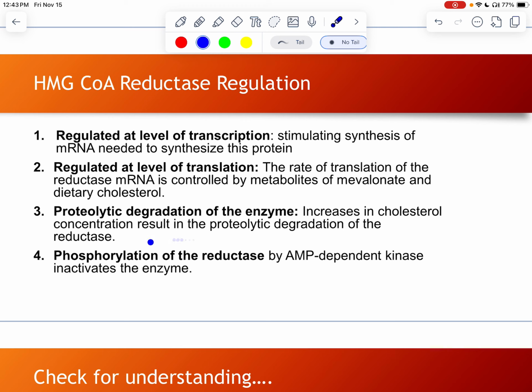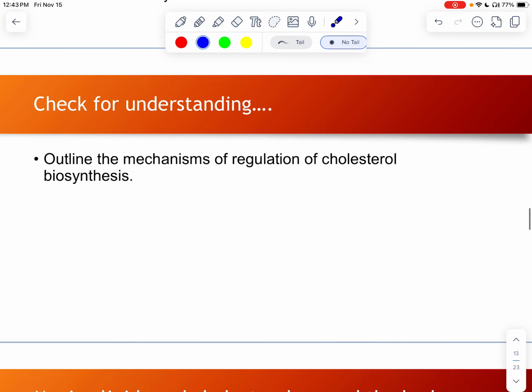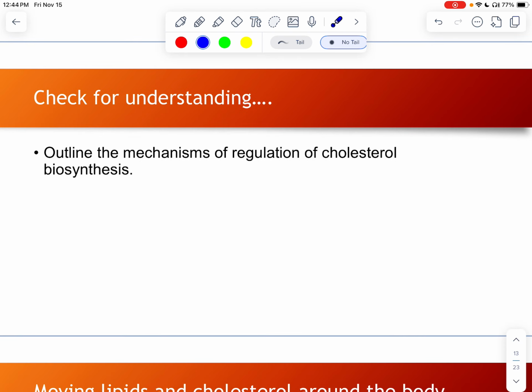And this is really important, right, because if you think about it, if our energy charge is low, eventually those carbons, if you trace them back, are coming from that acetyl-CoA. We're going to want that stuff in our citric acid cycle at that point. So those are things that can control this. All right, quick check for understanding here. Outline mechanisms of regulation of cholesterol biosynthesis.